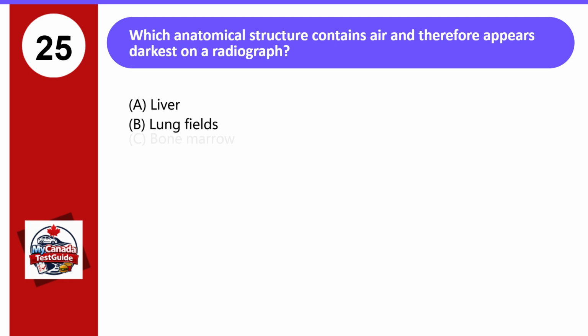Which anatomical structure contains air and therefore appears darkest on a radiograph? A. Liver. B. Lung fields. C. Bone marrow. D. Muscle tissue.